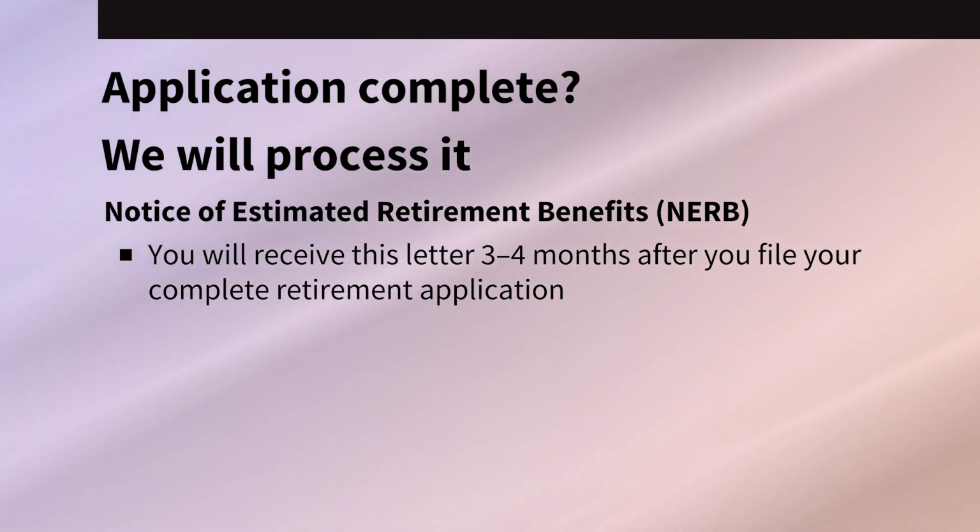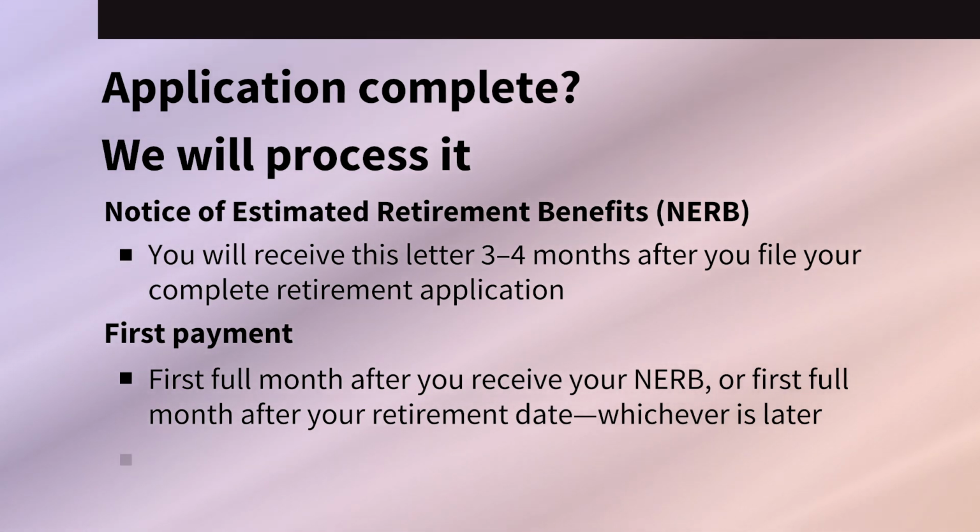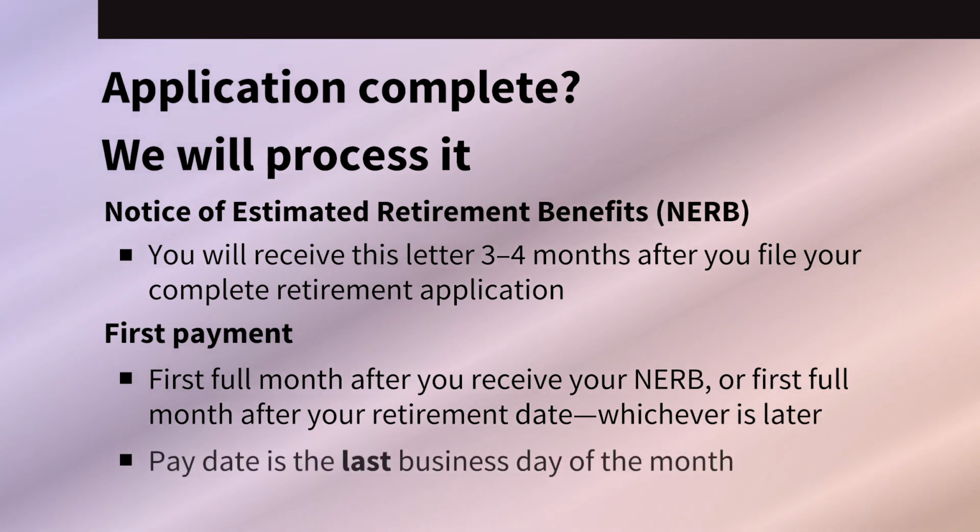If everything is in order, you will receive your first payment either at the end of the first full month after you receive your NERB, or at the end of the first full month after your retirement date, whichever is later. Your benefit payments will be directly deposited into your designated bank account on the last business day of each month for the remainder of your lifetime.